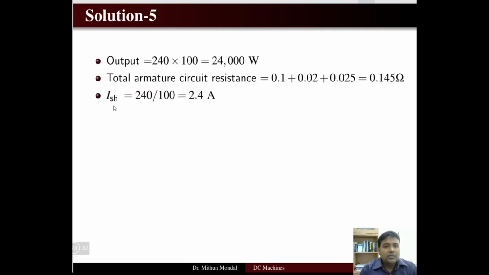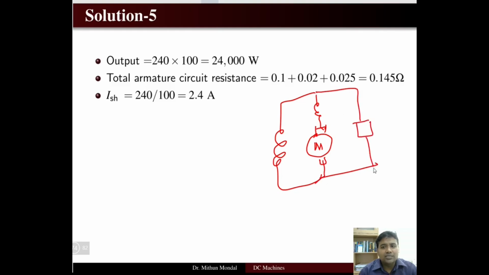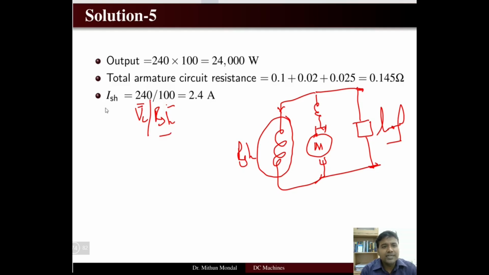Now it is a long shunt. So obviously you draw the circuit of the long shunt. You will be having a machine here, and the series field winding will be here, and the entire shunt field winding will be coming in parallel with the entire load, and this is your load. So what is the current that is flowing in the shunt field winding? Current flowing in the shunt field winding will be the total voltage which is there in the load divided by the resistance of the shunt. So resistance of the shunt is 100 and the voltage is 240 volt, which is the load voltage. So load voltage divided by Rsh, you will get the shunt current. So shunt current is 2.4 ampere.